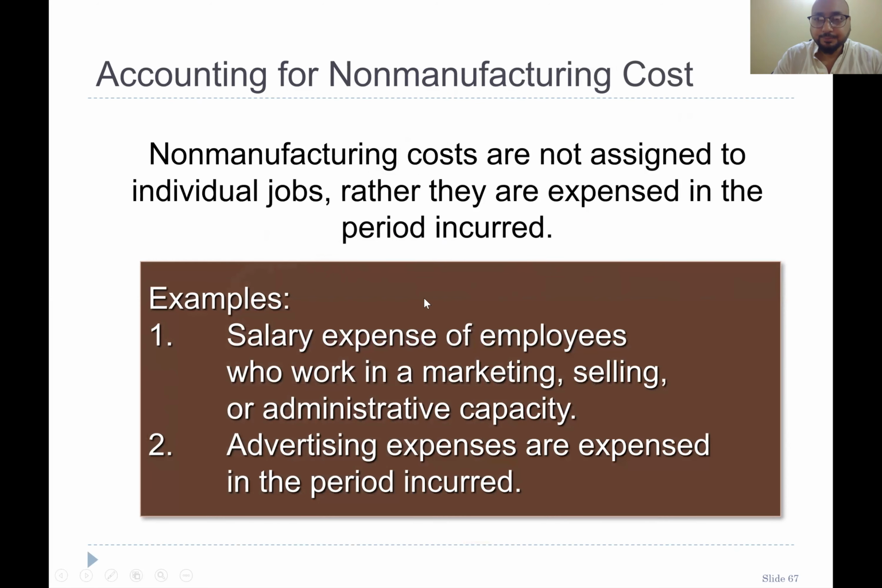Okay. Now accounting for non-manufacturing cost. Non-manufacturing cost is like salaries of head office, admin expenses, and selling expenses, right? It includes salary expenses of the employees, advertising expenses for increasing sales chances, promotions, this kind of stuff. Commissions also belong to the selling expense.